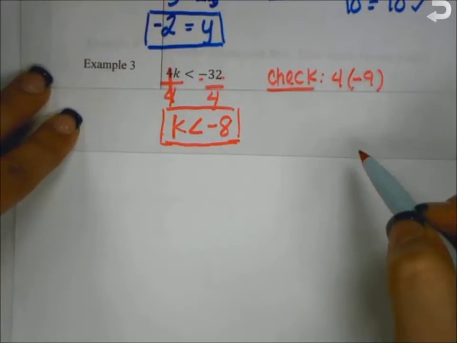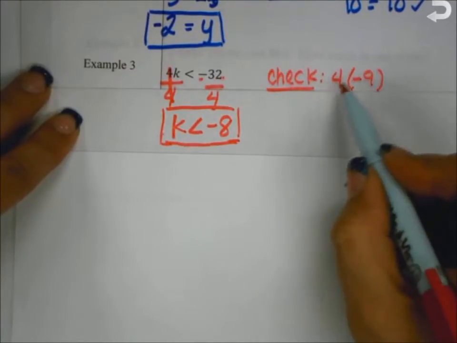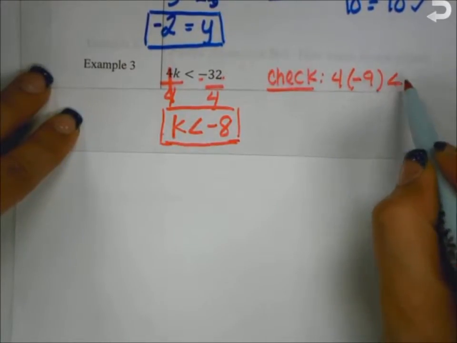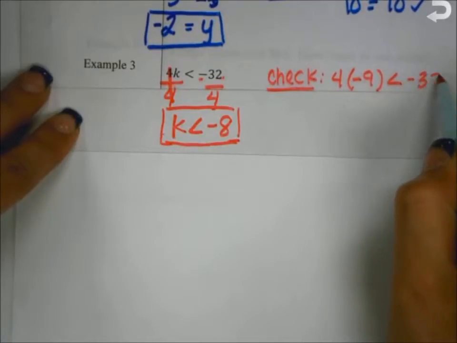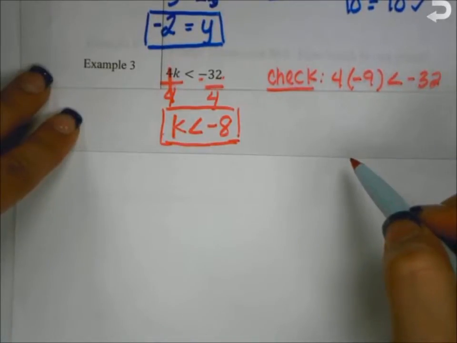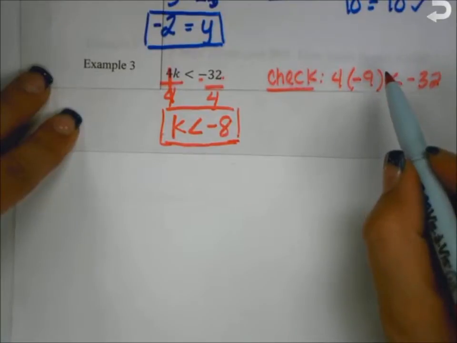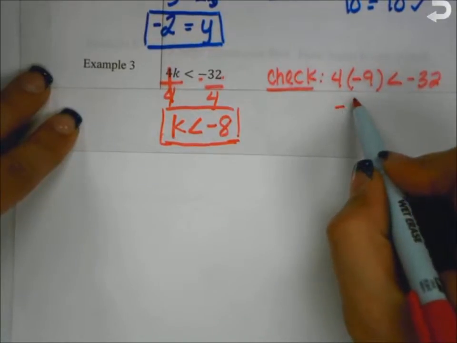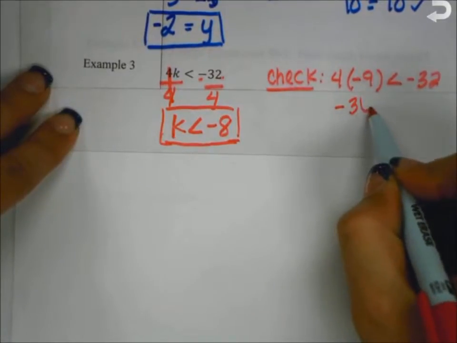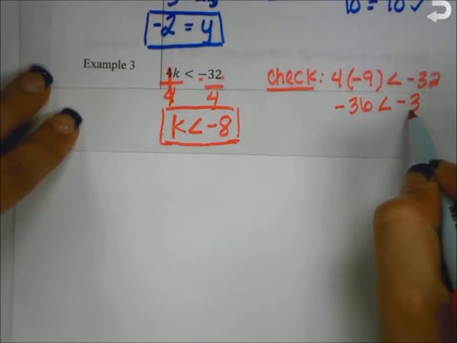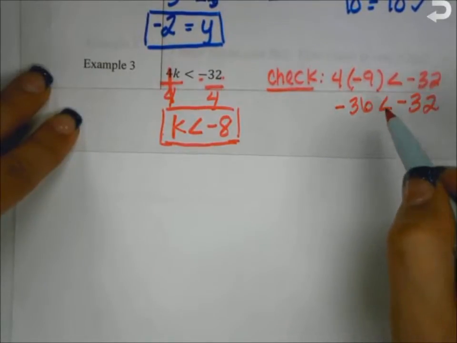So let's do 4 times negative 9. We want it to be less than negative 32. What's positive 4 times negative 9? Negative 36. Less than negative 32. Is that a true statement? Yes, it is. So we got the correct answer.